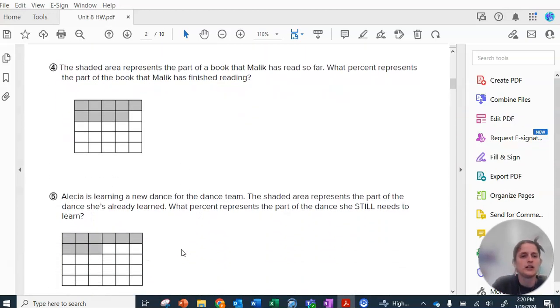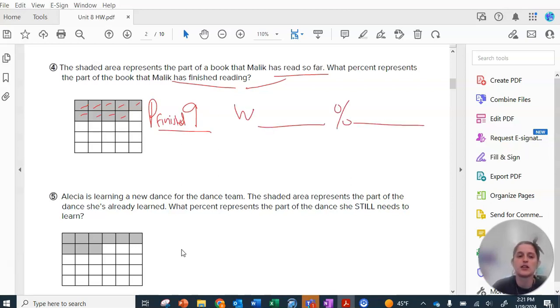On the back. The shaded area represents the part of the book that Malik has read so far. Okay, shaded 1, 2, 3, 4, 5, 6, 7, 8, 9. What percent represents the part of the book that he has finished? Read so far. Okay, the 9 is the read so far, the finished. So that's my part finished. I need my part, I need my whole, and I need my percent. The whole boxes, the whole square rectangle thing, includes gray and white. So I've got 1, 2, 3, 4, 5, 6, 7, 8, 9, 10. Oh, wait a minute, I'm counting by 5s. 5, 10, 15, 20, 25.